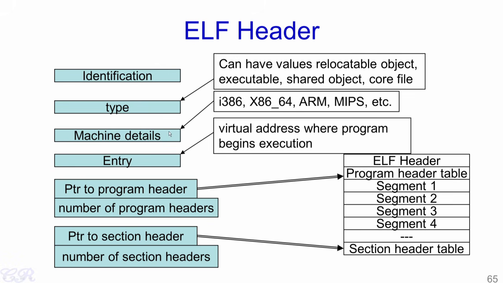Another important entry is the machine details. It would tell whether this ELF executable or ELF object could run on a certain machine. For instance, the machine details could have values such as i386, x86-64, ARM, MIPS and so on. Then we have an entry value in the ELF header. This entry value will tell the virtual address at which the program should begin to execute. Besides this, we have a pointer to the program header, the number of program headers present, a pointer to section headers and the number of section headers present. We will see more about this in the later slides.